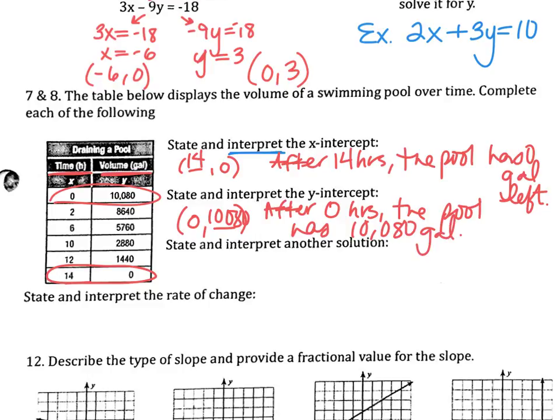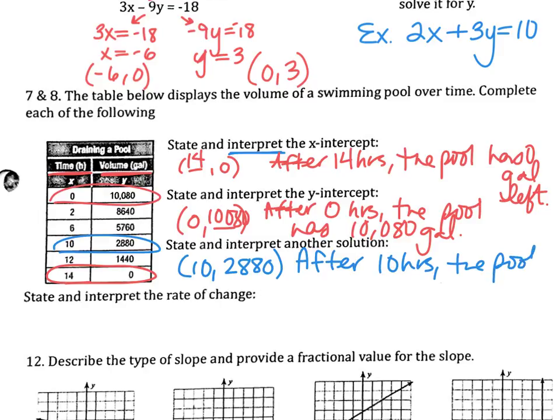Another solution is really just any other point on this set. So like if you pick the point (10, 2880), notice that all my sentences are looking the same, right? After 10 hours, the pool has 2880 left. So usually if you form your first sentence well, the rest of them can just fall into place like that. And this other solution, just know that in this table, there are 4 possible answers. You could have listed any one of those 4 pairs and written a sentence about it.